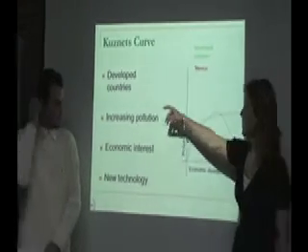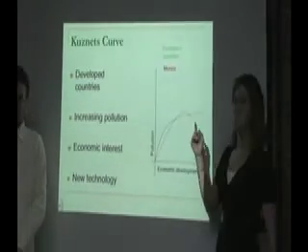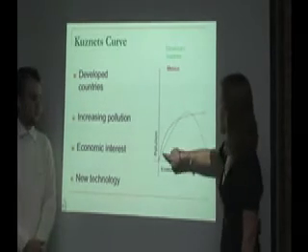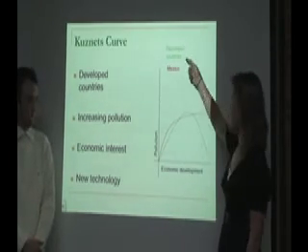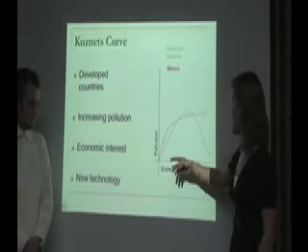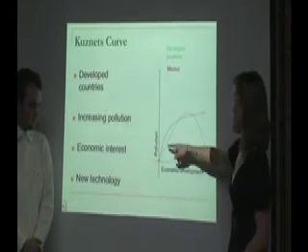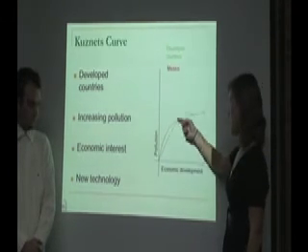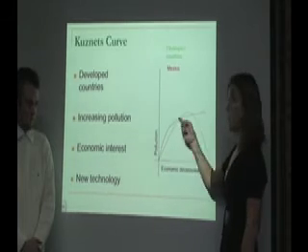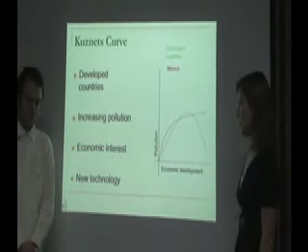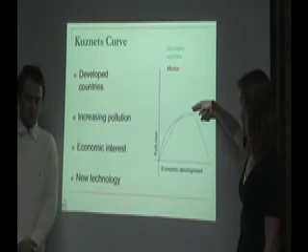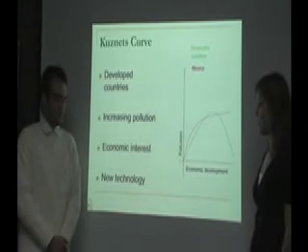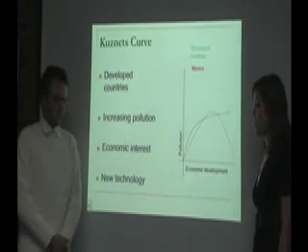Okay, we're going to explain. This is the Kuznets curve. Kuznets was a Russian guy who invented this theory, where the green one is the developed countries, and it is about the first stages of economic development. It grows the economic development, but also the pollution. And there comes a point where the economic development is slowing down because there isn't enough place for industries and stuff, and the pollution also grows.